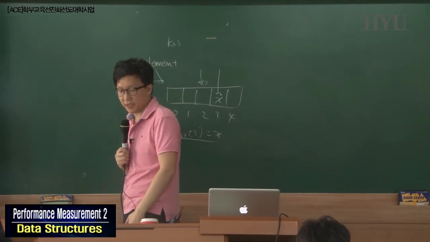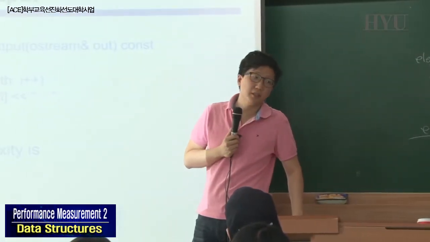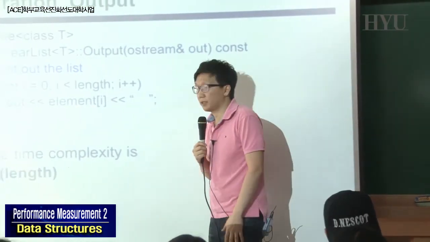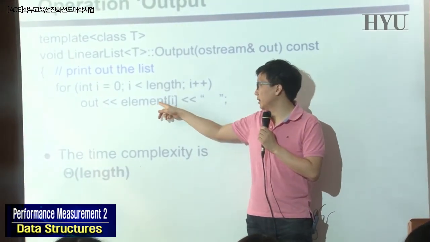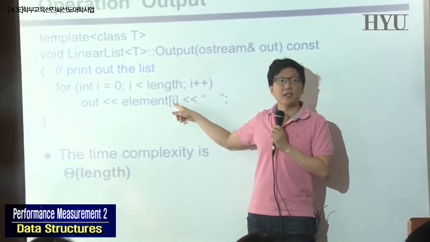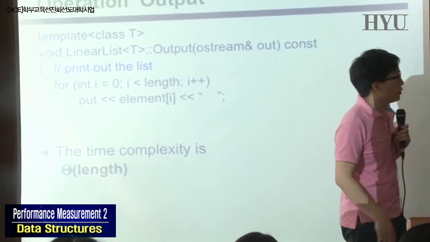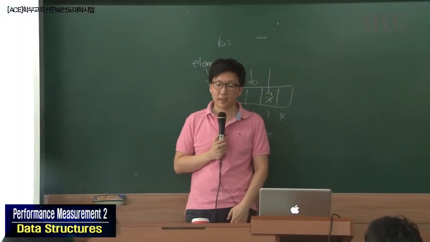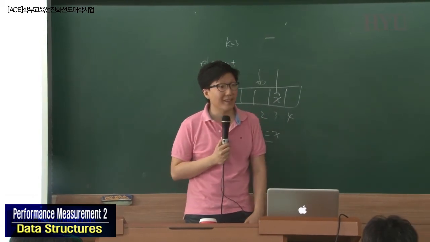Output, I also explained it at the beginning. If you want to print out everything in your list, i starts from 0 to less than the length. Every time, print the element at position 0, the element at position 1, 2, 3, until you hit the end of the list. Of course, the time complexity is exactly n. You need to go through n times.